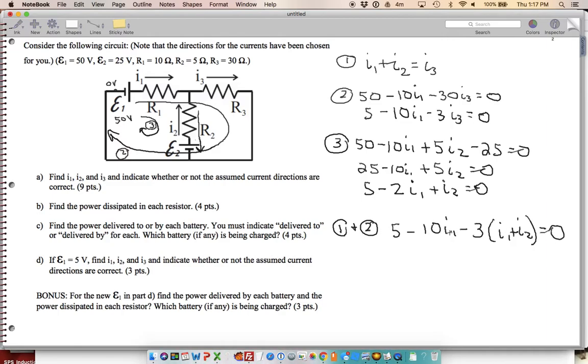So what I'm going to do is come up with an equation in terms of just I1 and I2, and then I'll use 3 in the sum of these. So let's work that out. So 5 minus 10I1 minus 3, let's see, minus 3I1 minus 3I2 equals 0. So something's not quite right here. Let's see.